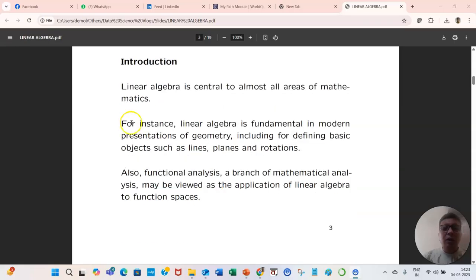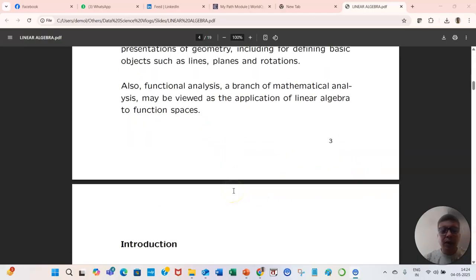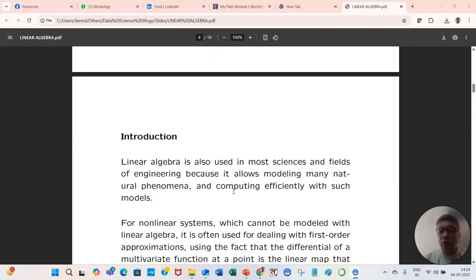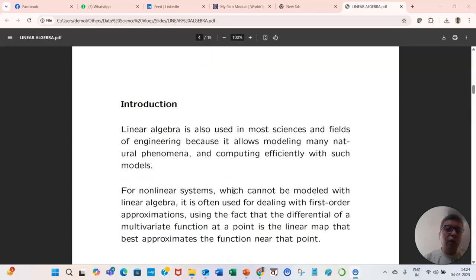As an introduction, linear algebra is central to almost all areas of mathematics. For instance, linear algebra is fundamental in modern presentations of geometry, including defining basic objects such as lines, planes, and rotations. Also, functional analysis, a branch of mathematics and analysis, may be viewed as the application of linear algebra to function spaces. Functions could also be elements of linear algebra.